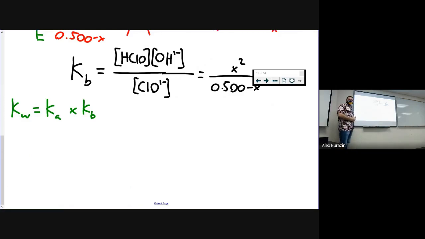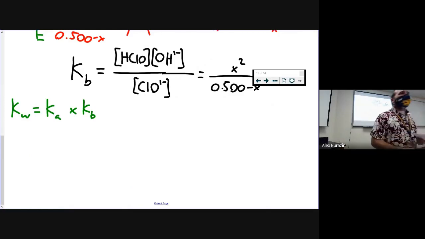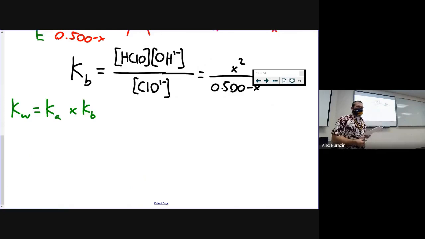But do we know Kw? We do. That's a constant. Doesn't it literally tell us what Ka is though? Yeah, but we don't need Ka. We need Kb. We're looking at a base.